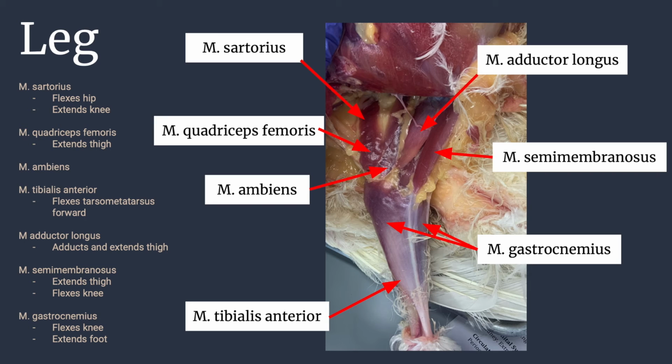Next, you could see the tibialis anterior, which flexes the tarsometatarsus forward. Next, the adductor longus adducts and extends the thigh. The semimembranosus extends the thigh and flexes the knee. And the gastrocnemius flexes the knee and extends the foot.